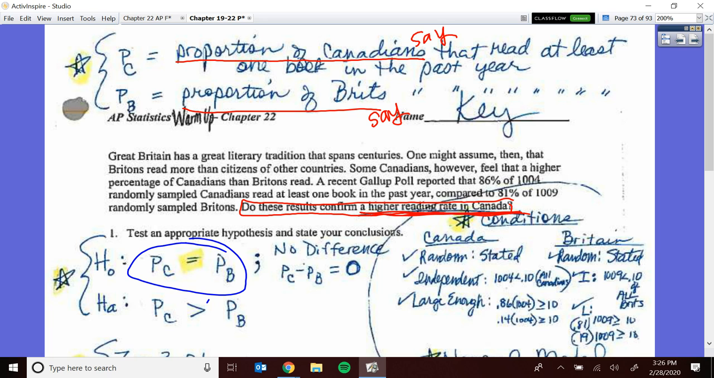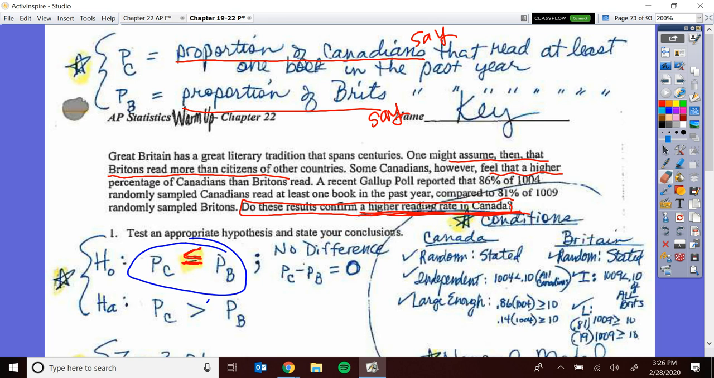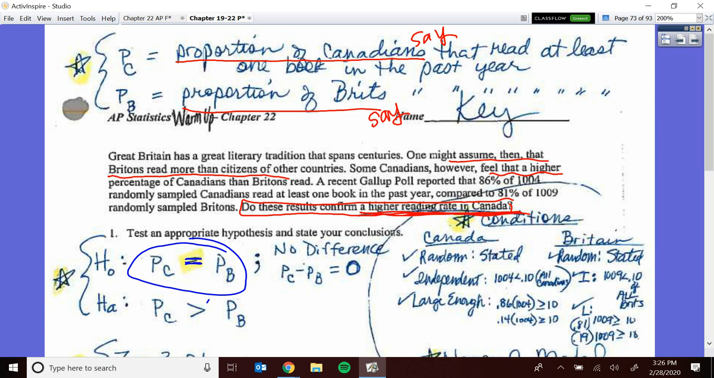Now, FYI, some people asked me what to do on the null hypothesis. They wondered whether they were supposed to say something higher for Britons, like this, for our null hypothesis. And that answer is no. Sometimes when you get more advanced in statistics, you might see that. But here in Statistics 1, and as far as the College Board is concerned, we always start out saying they are equal, and then we go forward with that differently. Okay, moving on.